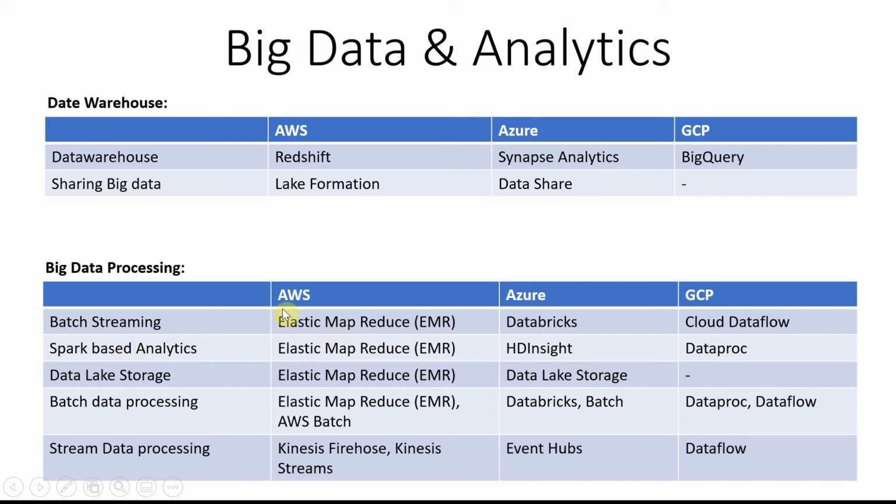So yeah, in this space, AWS EMR supports batching, streaming, and Spark-based analytics, both are supported, and also Hadoop. And on the Azure side, it is Databricks, especially for streaming, and also for Spark it is HD Insight, and in GCP for streaming, it is Dataflow.